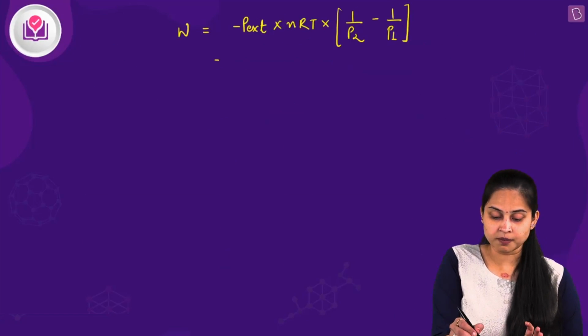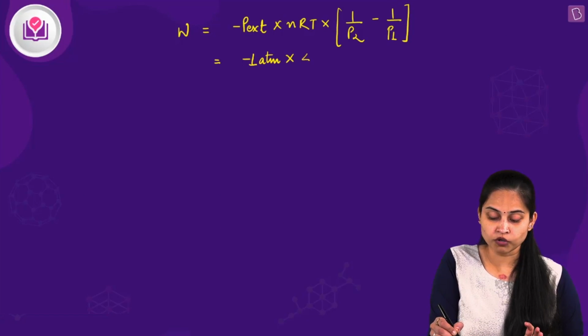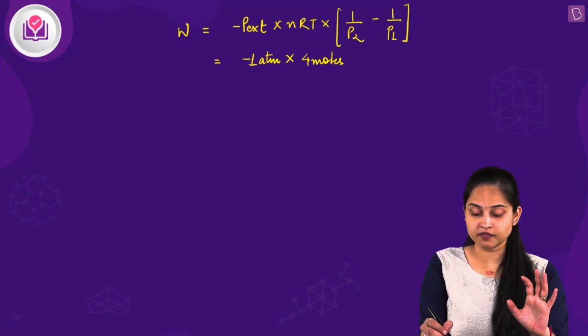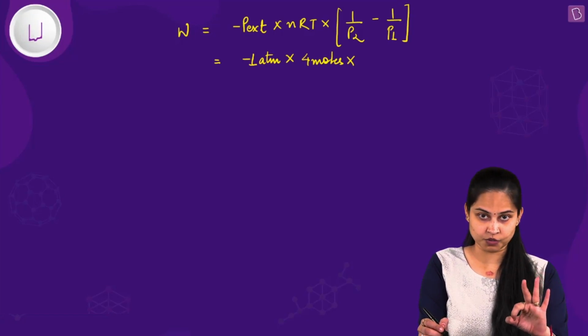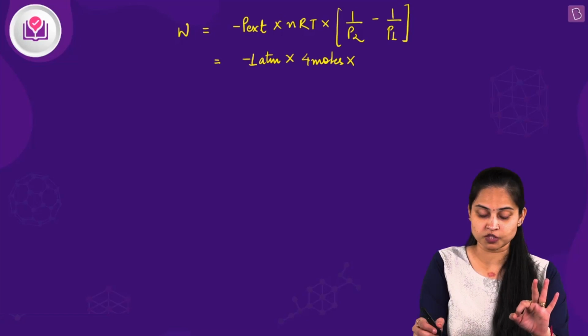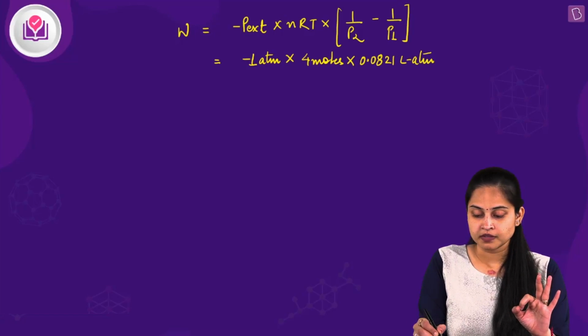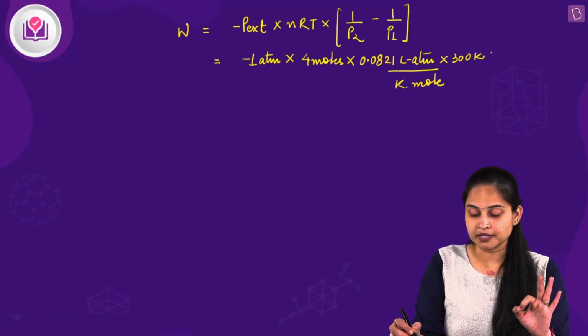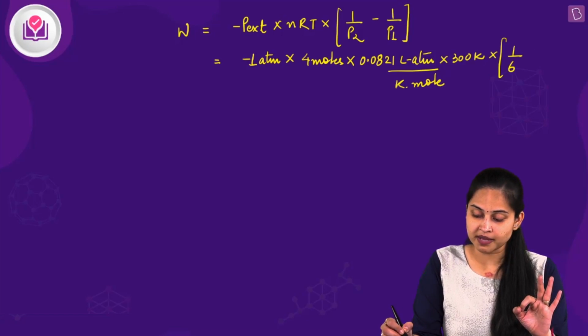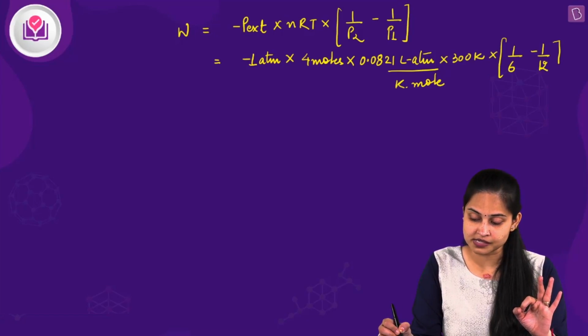External pressure is minus 1 atm. It's 4 moles. Here we are going to take the value of the universal gas constant in liter atmosphere terms, because pressure is in atm. So it will be 0.0821 liter atm per Kelvin per mole, multiplied by 300 Kelvin, multiplied by 1 upon 6 minus 1 upon 12.